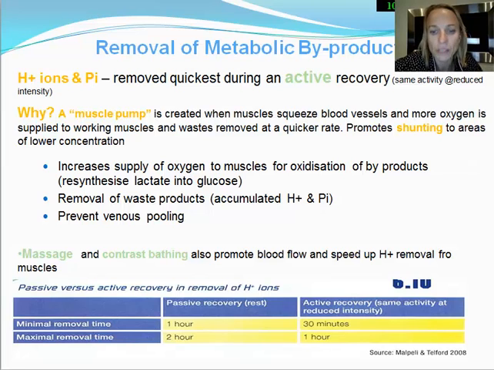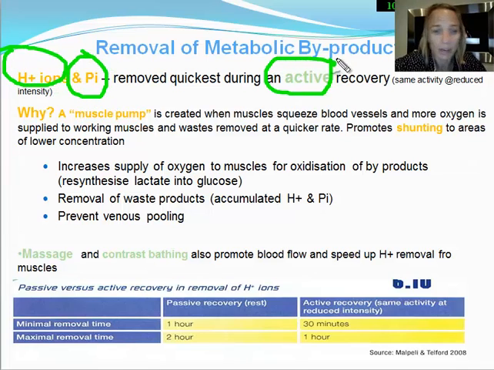So how do we combat this, or how do we manage what's an appropriate recovery strategy? To help remove metabolic byproducts, not just hydrogen ions, but the inorganic phosphates, we require an active recovery. So moving around, using the muscle pump to help get blood back up to the heart, which helps to also deliver more oxygen to the muscles, which helps oxidize the waste products, remove lactate, remove hydrogen ions, and remove carbon dioxide, and also prevents venous pooling by moving around.